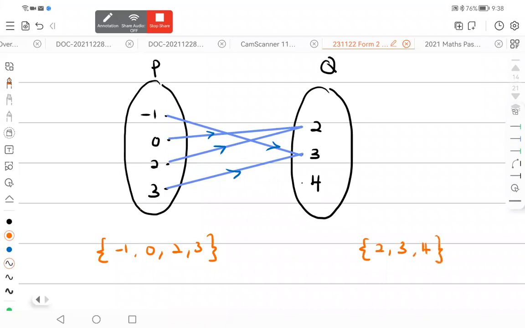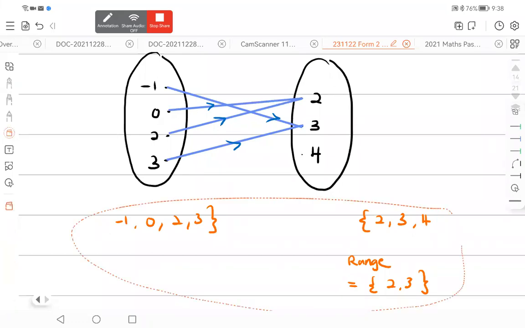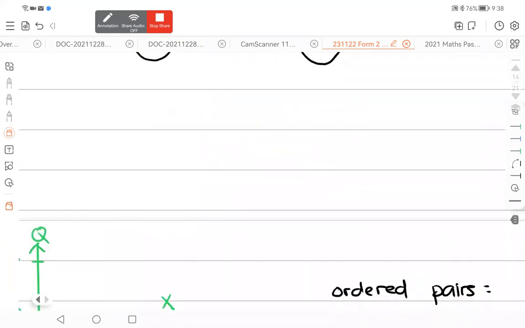Okay, codomain. Then what about range? Is it including 4? No, right? It's 2 and 3. So that's the difference. Domain is on the left, which is the value of x, the x coordinates. Y coordinate means codomain. And the range is the values that are being paired to. In domain, codomain, and range, when you write the answer, must be careful. You must use the set notation. Without it means wrong.